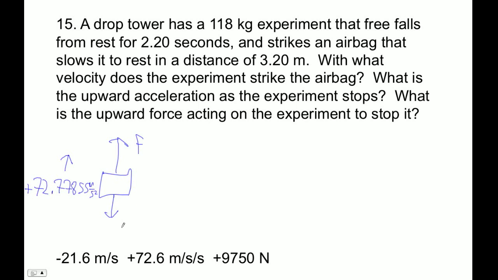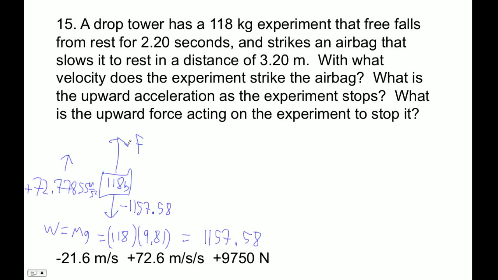And now we just have to solve for some things. It's 118 kilograms. So the downward force is going to be 118 times 9.81. I'm using weight equals mg. So 118 times 9.81 is equal to 1157.58. So this downward force I'm going to say is negative 1157.58. The upward force we'll say is positive. You always make unknowns positive.